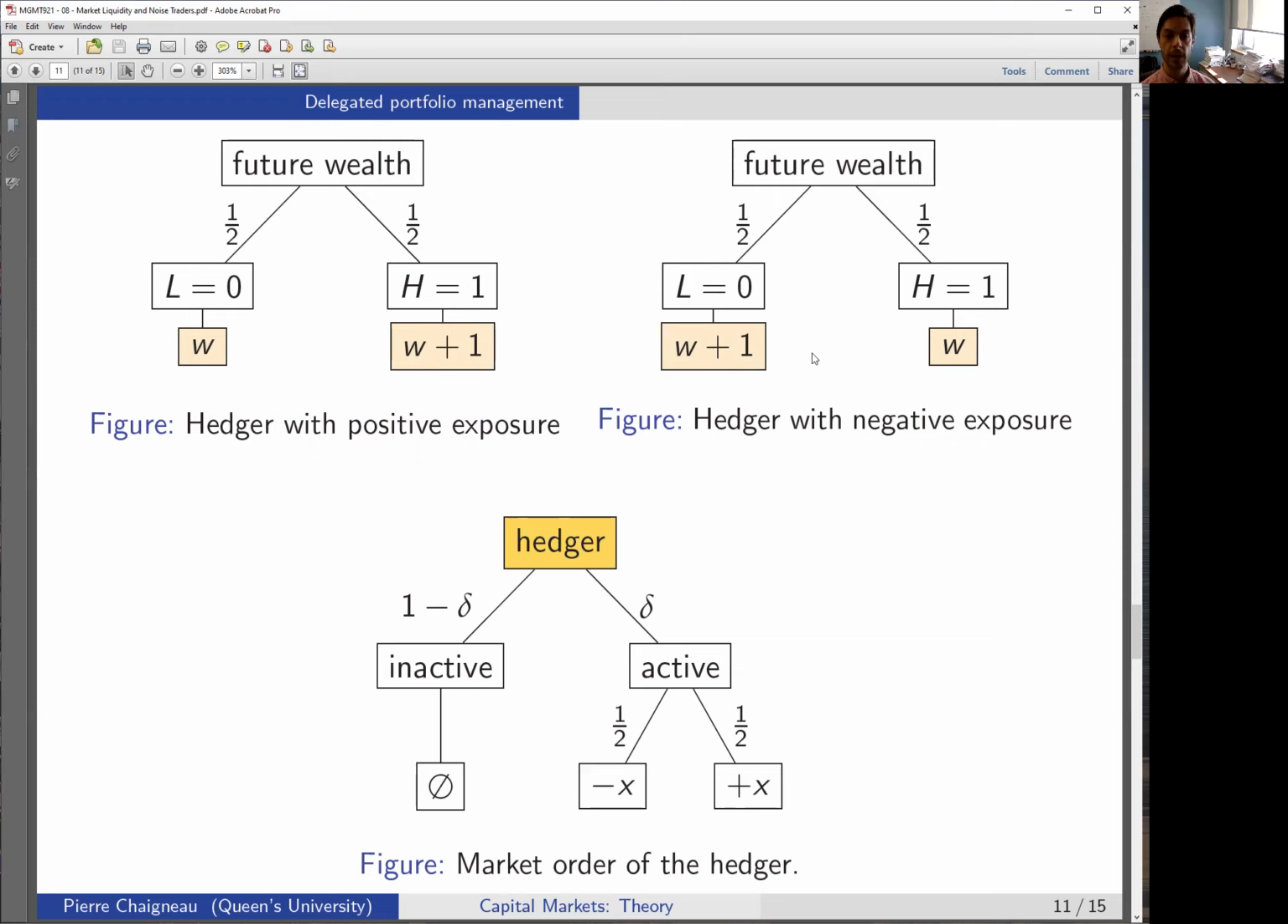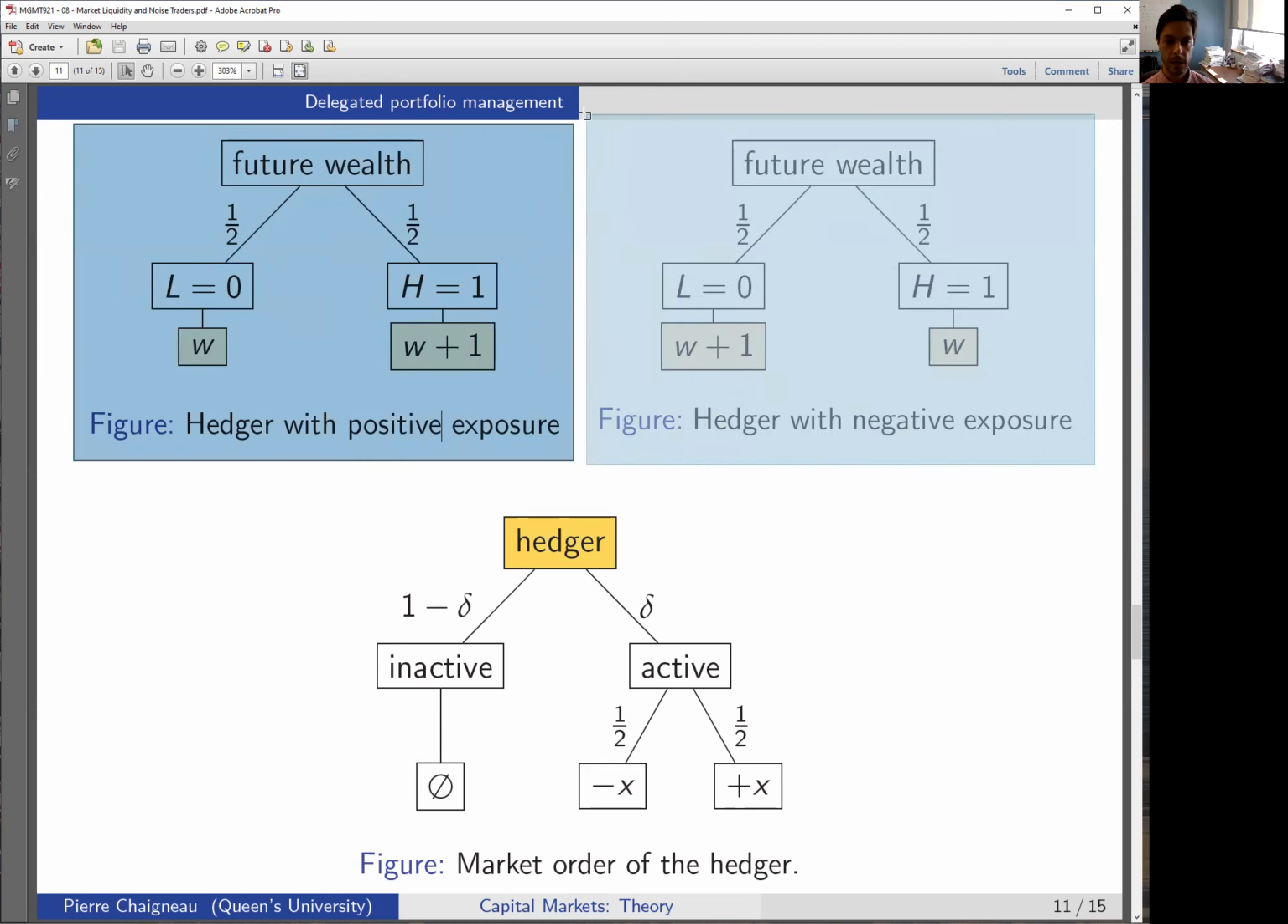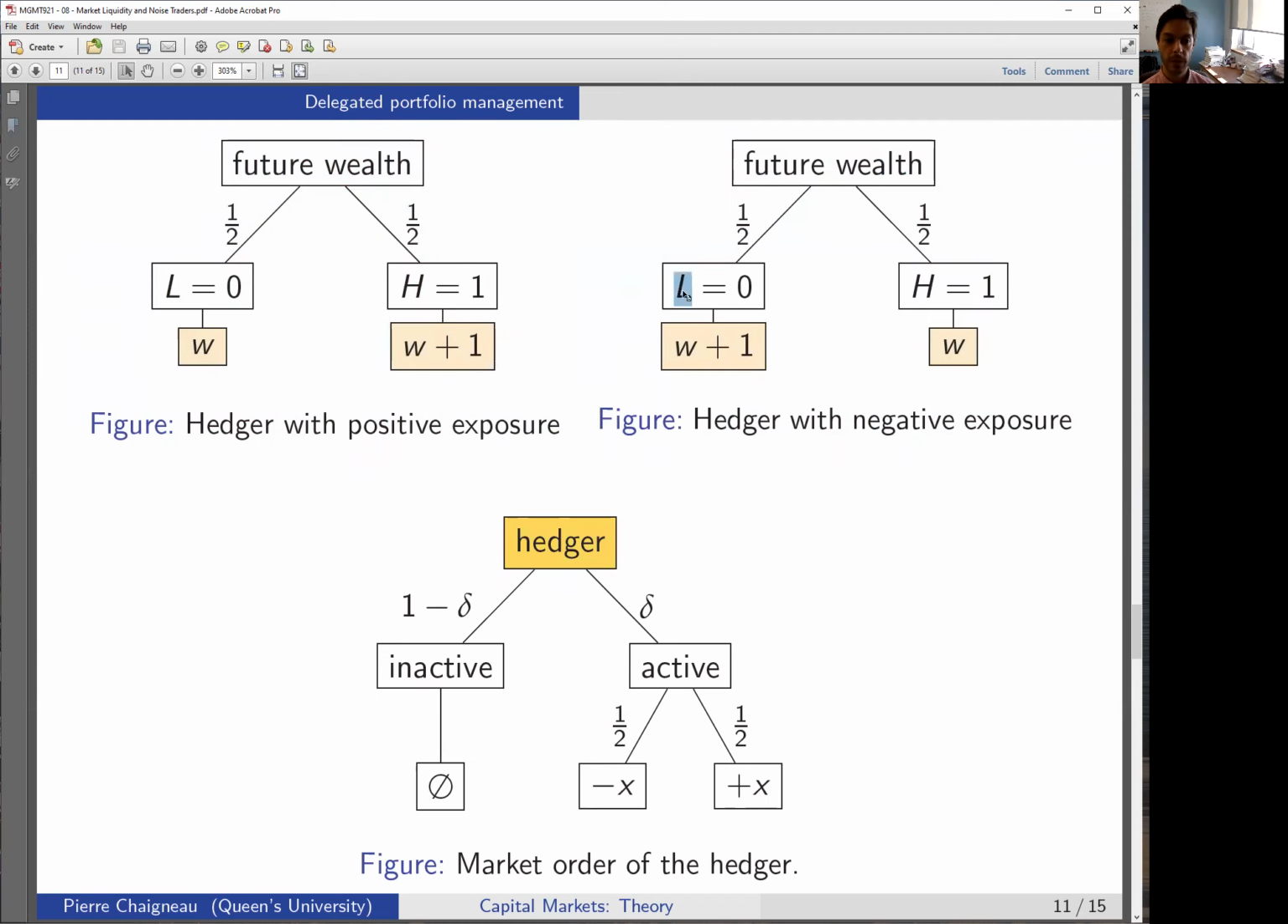And of course, at the very beginning, we don't know. So if we take the perspective of the hedger, we don't know if the payoff will be low or high. We just know that if the payoff ends up being low, our wealth will be equal to W plus 1. And if the payoff ends up being high, our wealth will be equal to W. Okay, if we have a negative exposure, right? We know whether our exposure is negative or positive. So we know if we are a hedger, whether we are this type or that type. We just don't know what the payoff will be.